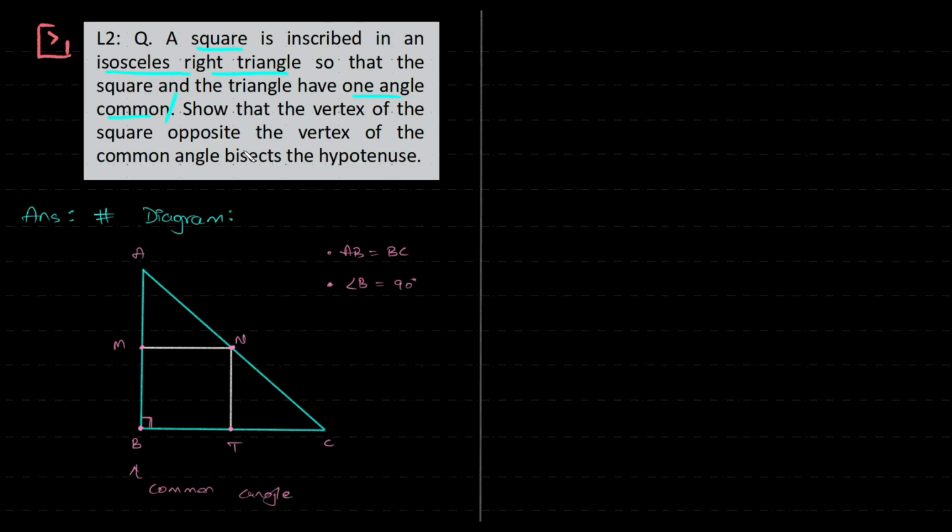So what is it that we have to show? The vertex opposite to the common angle bisects the hypotenuse. Right? So basically we have to prove that AN is equal to NC.